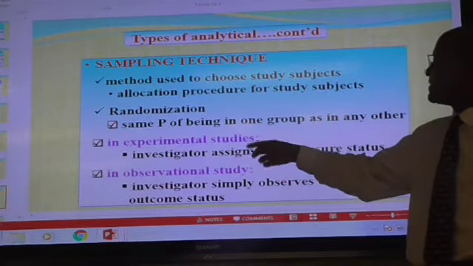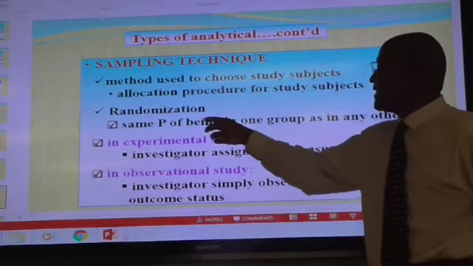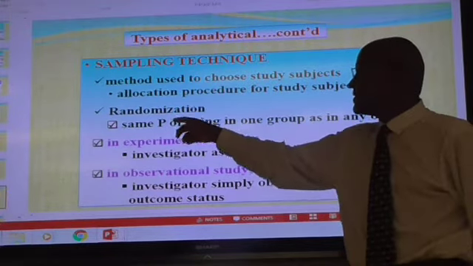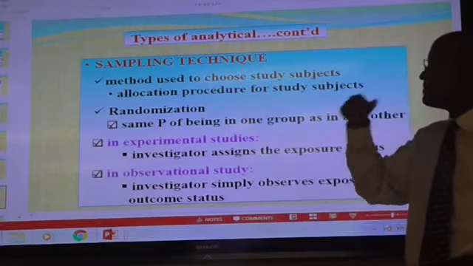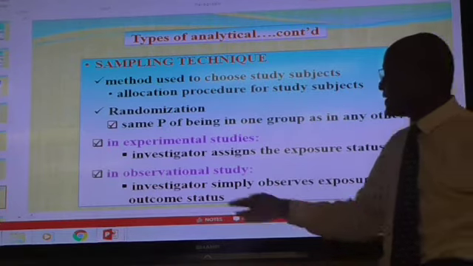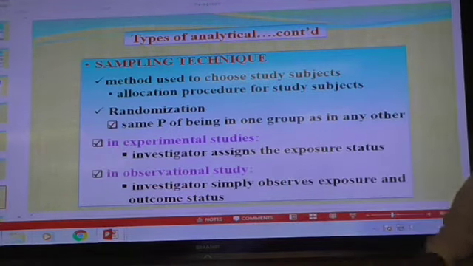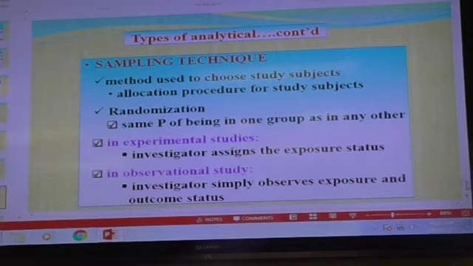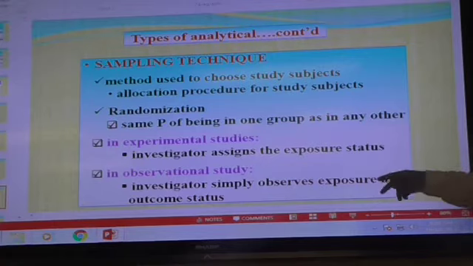The exposure status is assigned. Each group is randomized to receive one exposure or the other. But in observational studies, other epidemiological studies, investigators simply observe as nature takes its course, or observe the exposure and outcome status. So the investigator is not intervening.